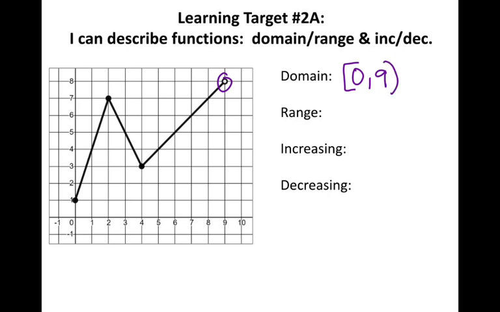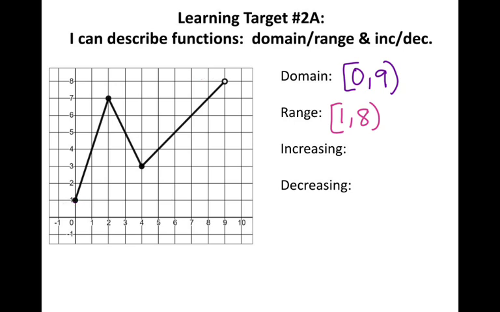Same idea for the range, except I'm looking at my y values. So the lowest my graph goes is to 1, and the highest my graph goes is to 8. So my range is going from 1 to 8, bracket around the 1 because of the closed circle, parenthesis around the 8. Parenthesis around the 8 for the other piece of my range.